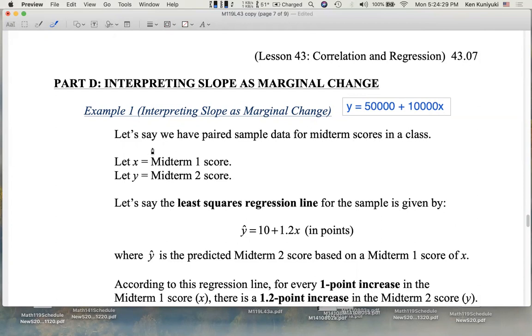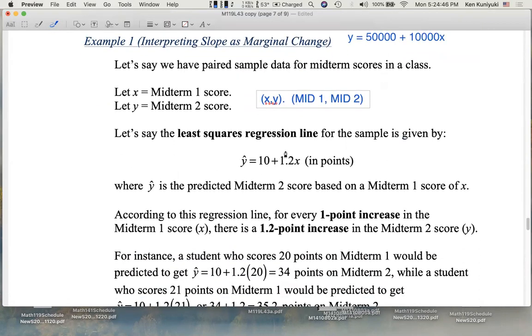So let's say that we have paired sample data for midterm scores in a class, x comma y, where x is the midterm 1 score and y is the midterm 2 score. And let's say that the least squares regression line for a sample is given by this. Y hat equals 10 plus 1.2 x. Y hat is the predicted midterm 2 score based on a midterm 1 score of x.